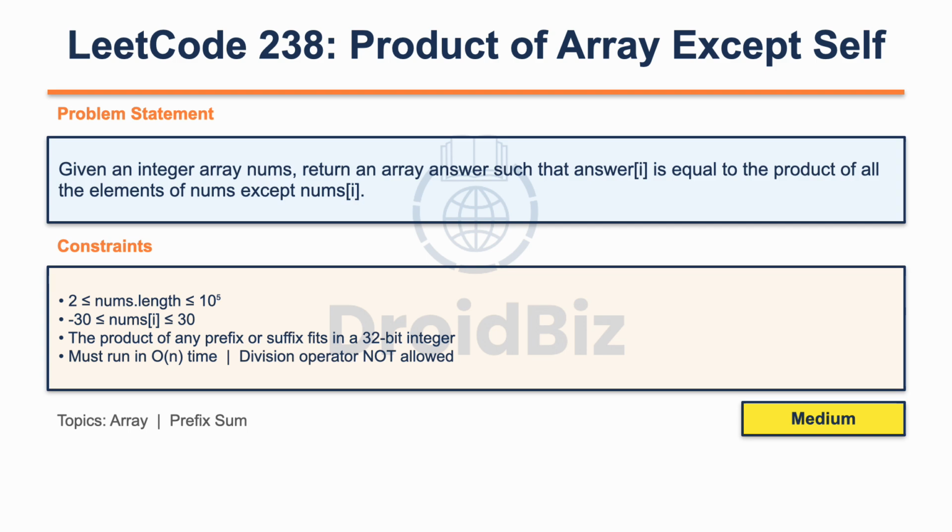Now, let's look at the constraints. The array length is at least 2, and at most 10 to the power of 5. Each number in the array is between -30 and +30. The product of any prefix or suffix will always fit in a 32-bit integer. Most importantly, your solution must run in O(n) time, and you are not allowed to use the division operator. That last constraint is what makes this problem interesting. Let's look at some examples next.